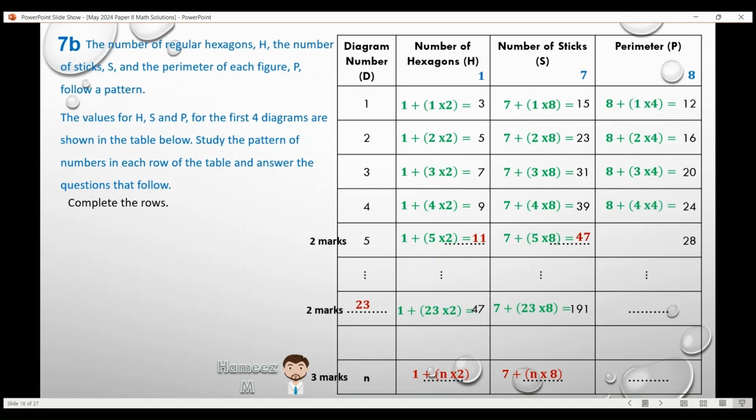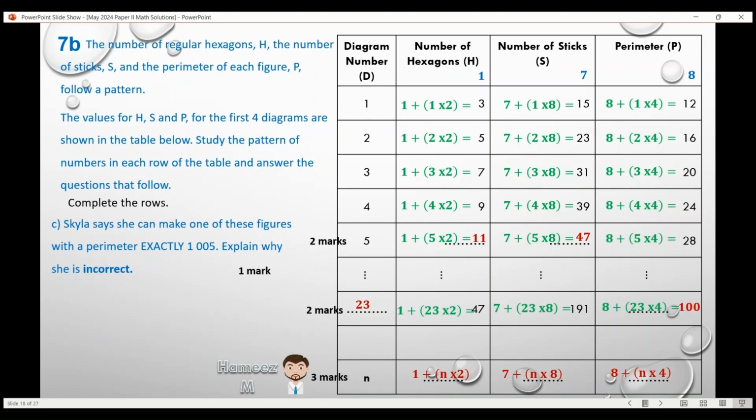And of course, if we're looking at 5, 8 plus 5 sets of 4s is 28, so it works. And for the 823 diagram, it will be 8 plus 23 sets of 4s. 23 sets of 4s is 92. 90 plus 8 is 100. And for the general rule, to complete the question, it will be 8 plus n times 4.